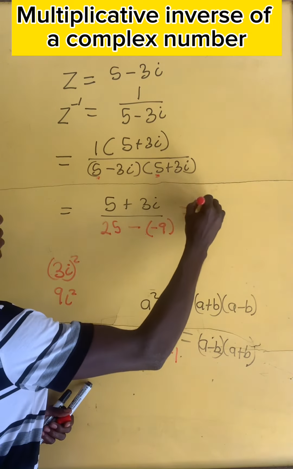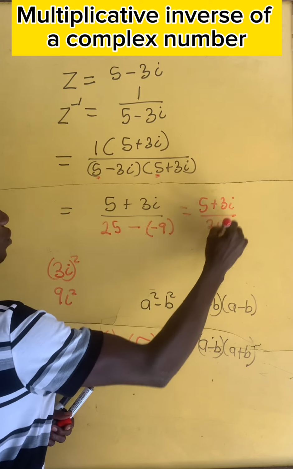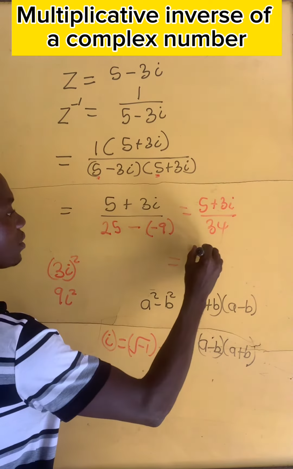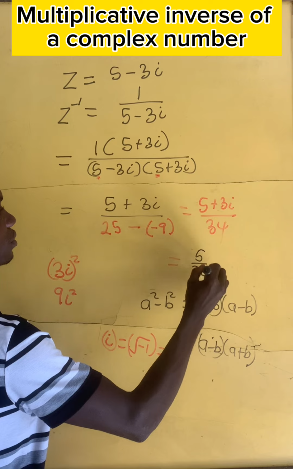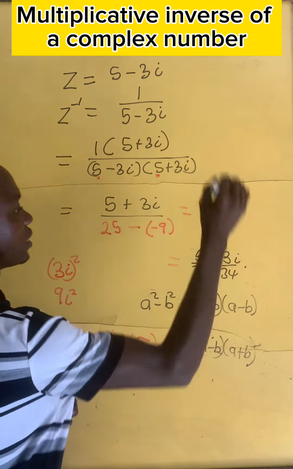So this gives us 5 plus 3i divided by 34. So we have the multiplicative inverse as 5 on 34 plus 3i on 34.